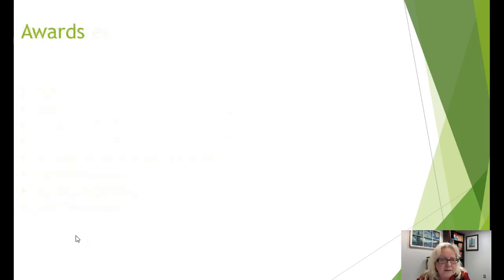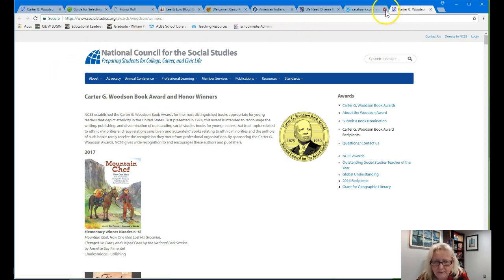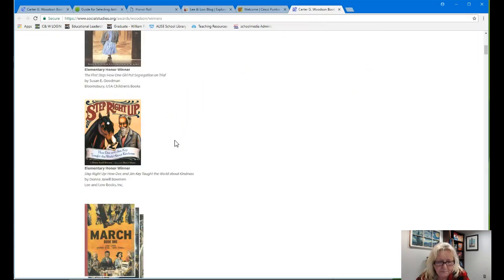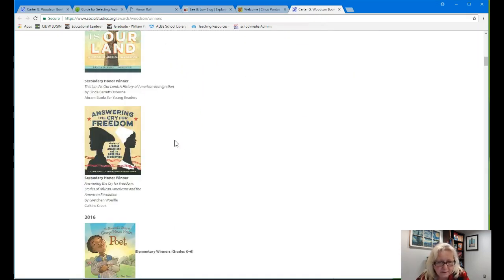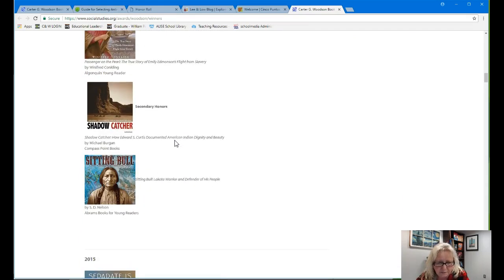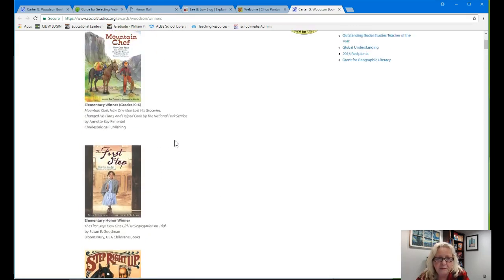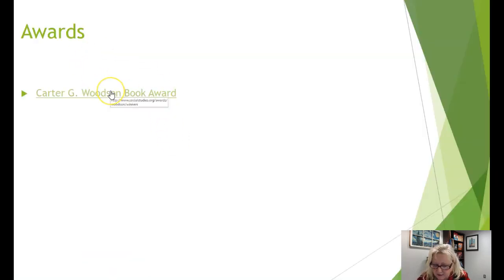And then awards. You have the Carter G. Woodson Book Award, which is for distinguished books appropriate for young readers that depict ethnicity in the United States. That's from the National Council for Social Studies. They have some really good books. They're more focused on certainly history and social studies.